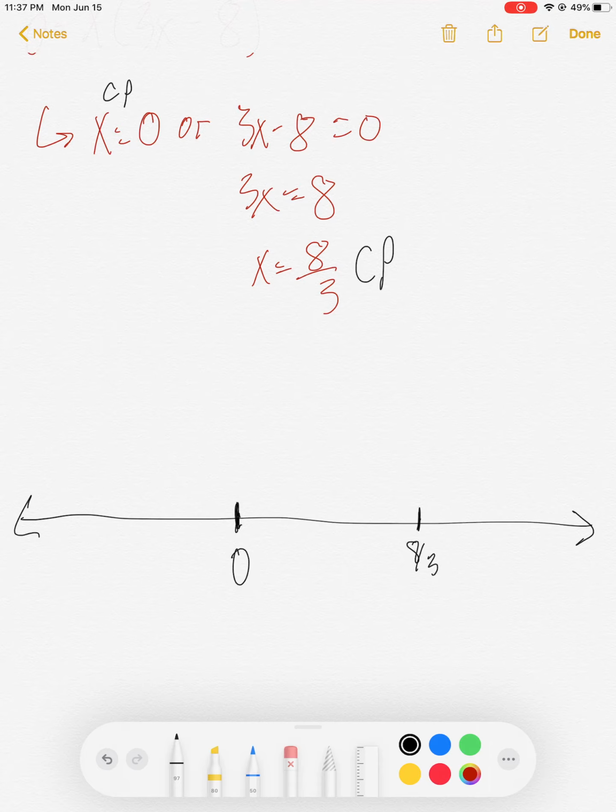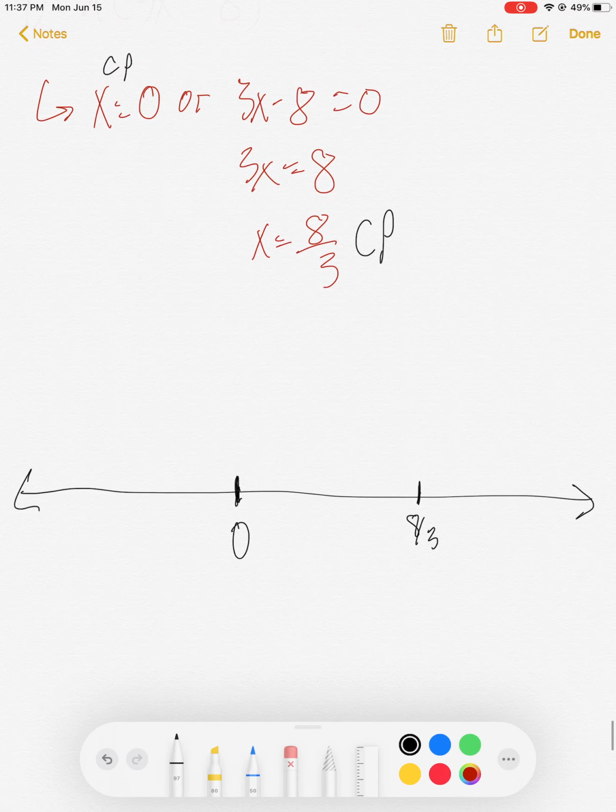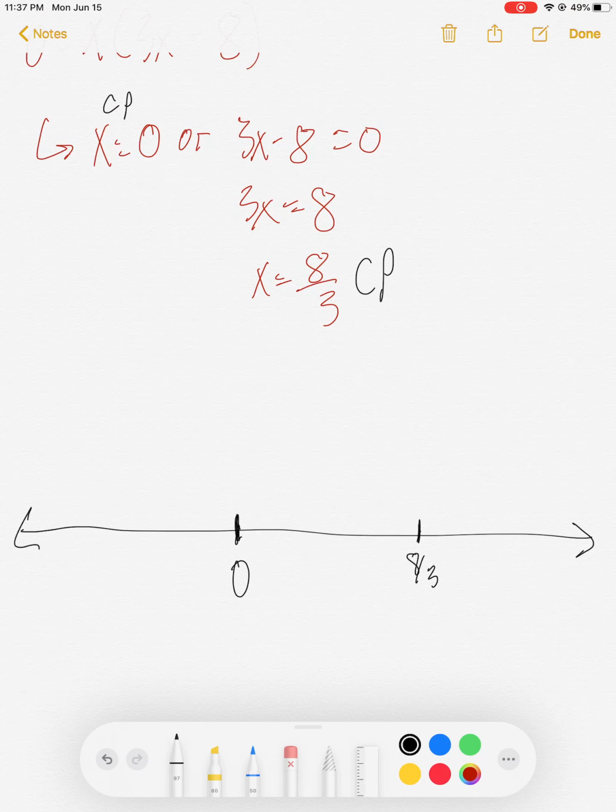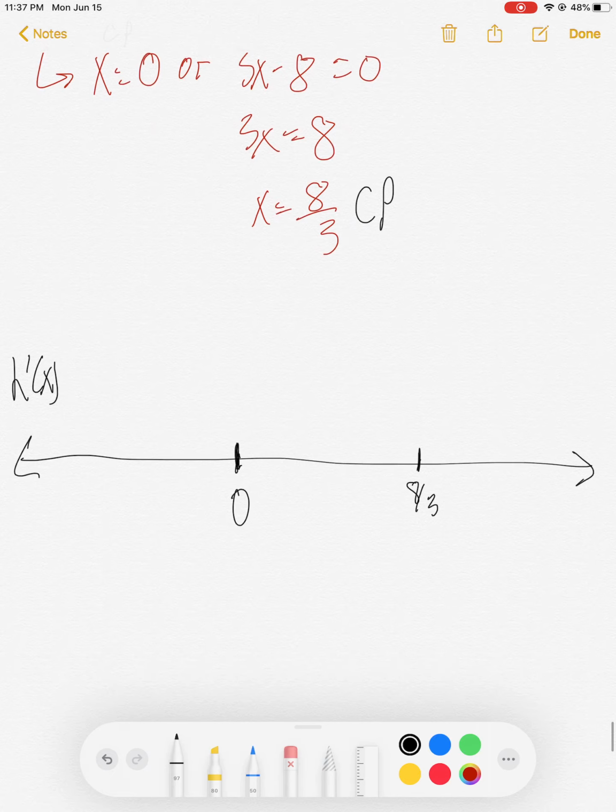So we've got our 2 critical points. So critical point and critical point. So what I'm going to do now, and there are different ways of organizing your information, but the way that I like to do it is with my little number line. And I'm going to plot my 2 critical points. So let's put 0 here. And let's put 8/3 here.